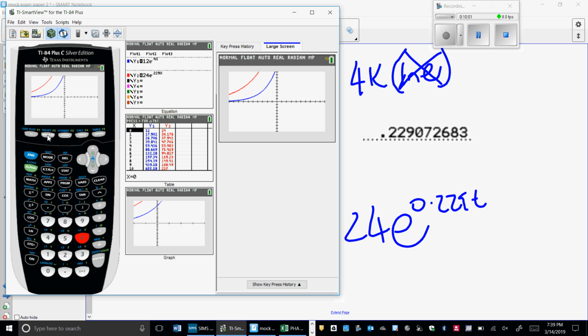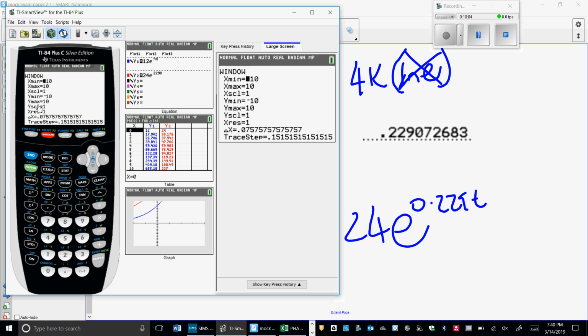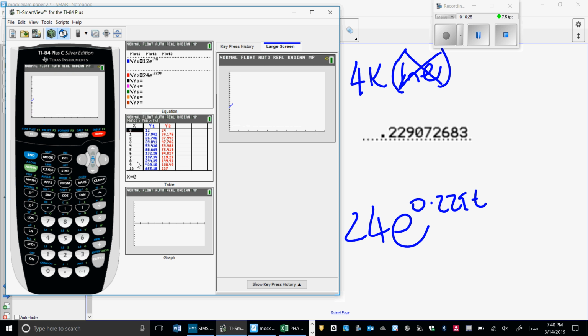Right, so I'm going to change my window because I can't see anything for a start. Also, we don't need to go into the negatives of x. Let's see how that goes. That's A. B. Still need to change it.